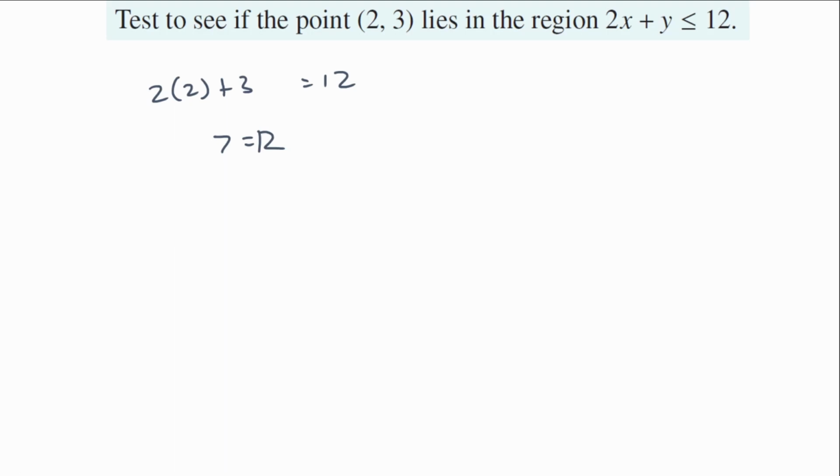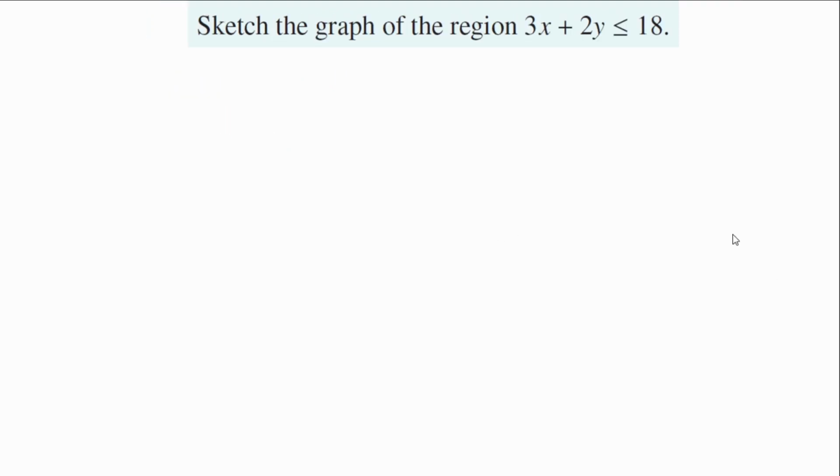So your final answer could be something like, because 7 is less than 12, the point 2, 3 lies in the region 2x plus y is smaller or equal to 12. So these problems are just testing to see if points lie in a particular region. Let's have a go at graphing some now.